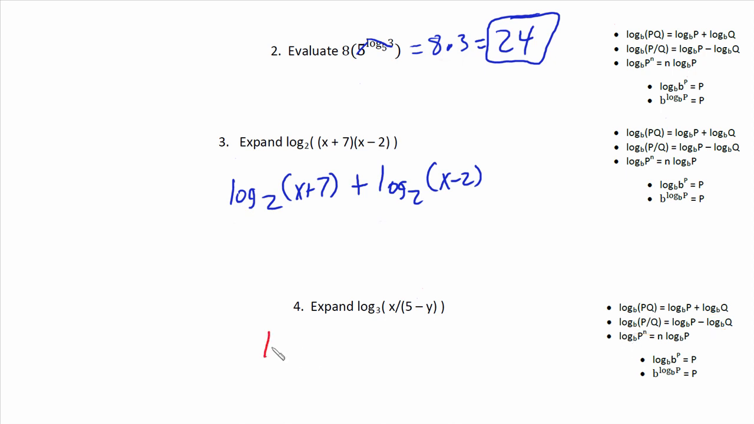So this one would become log base 3 of x minus log base 3 of the quantity 5 subtract y. And we'll put that argument in parentheses as well. So we just went from division to subtraction. The numerator goes here, the denominator goes here, and we're done. Make sure you always use the same base, log base 3 in this case, here and here. All right, that's it for 4.